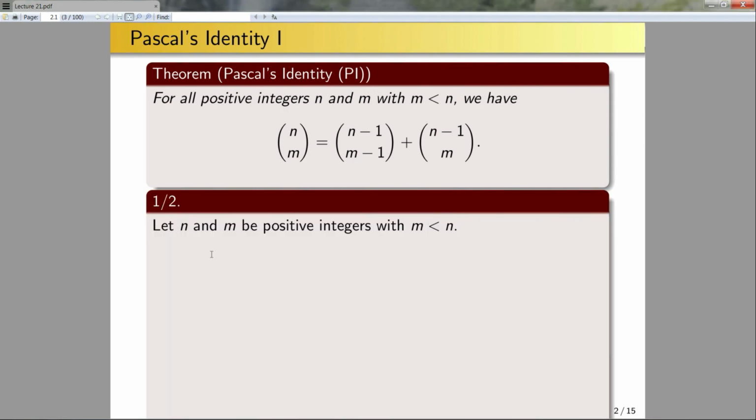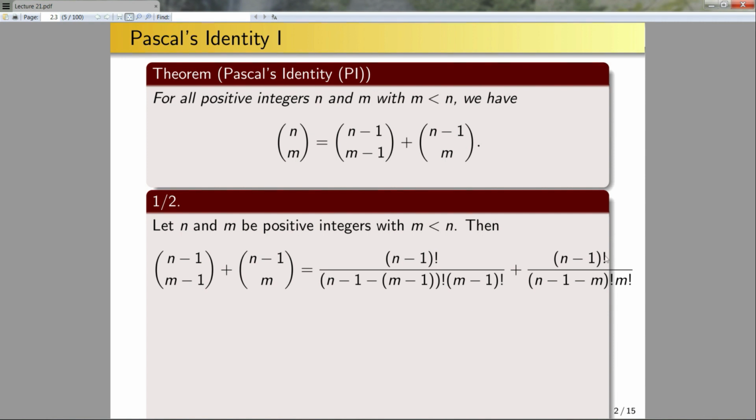Let n and m be positive integers with m less than n. Then this term here plus this term here, what would that be equal to? Well, I can use the definition of n choose m to expand these out in terms of factorials. So let's do that. This is what this would be, so let's just go through and check to make sure this is right. Here I'd have n minus 1 quantity factorial on the top, which I have here.